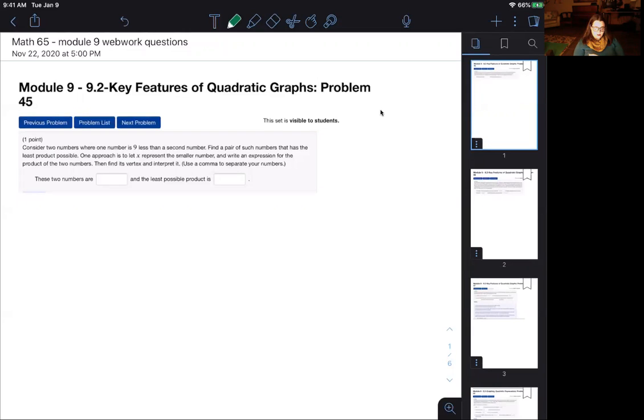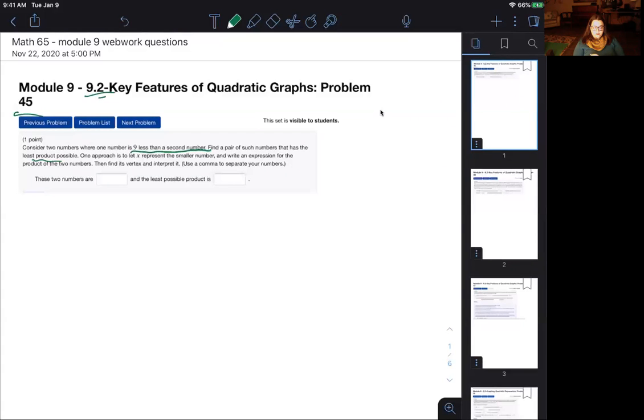So this one is from 9.2, number 45, and it says, consider two numbers where one number is 9 less than the other number. Find the pair of numbers such that they have the least possible product. One approach is to let x represent the smaller number and write an expression for the product of the two numbers and then find the vertex and interpret it.